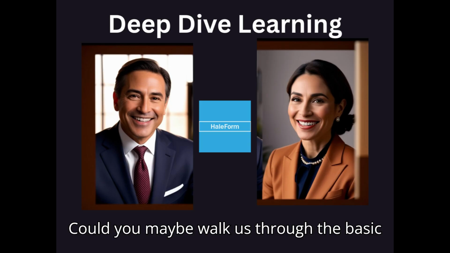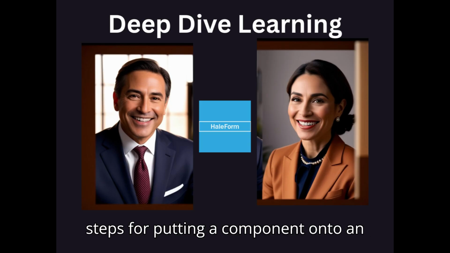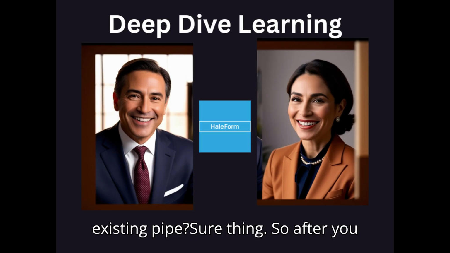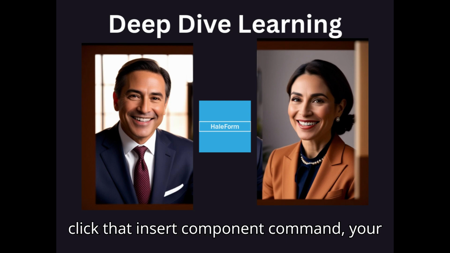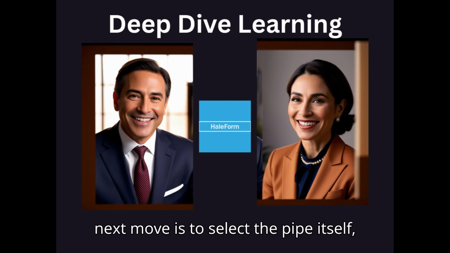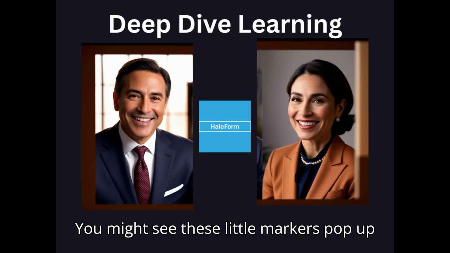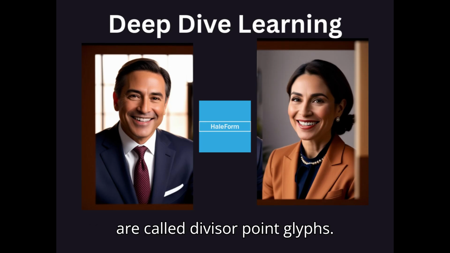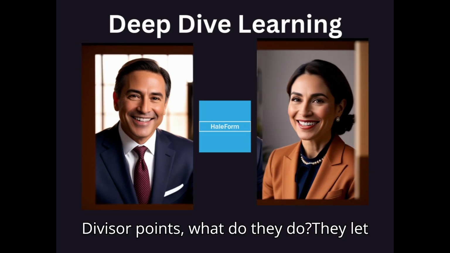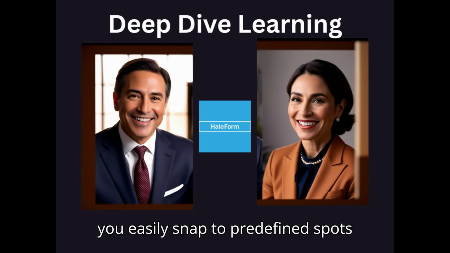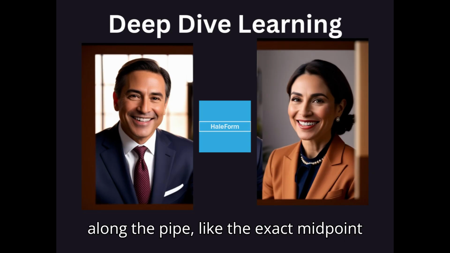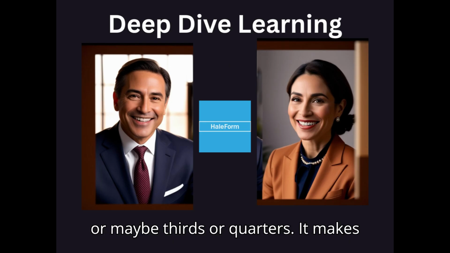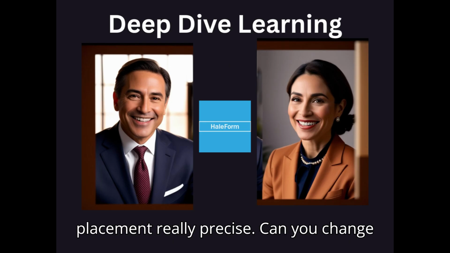Could you maybe walk us through the basic steps for putting a component onto an existing pipe? Sure thing. So after you click that Insert Component command, your next move is to select the pipe itself, the one you want the component on. Okay. You might see these little markers pop up on the pipe as you hover over it. Those are called Divisor Point glyphs. Divisor points, what do they do? They let you easily snap to predefined spots along the pipe, like the exact midpoint or maybe thirds or quarters. It makes placement really precise.